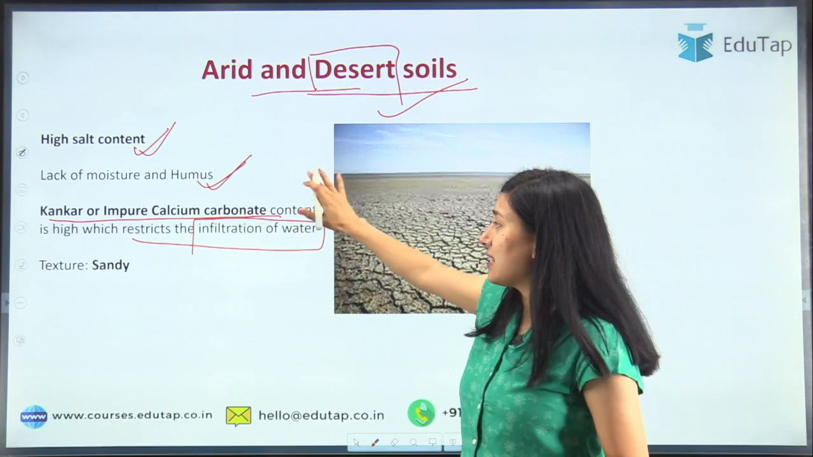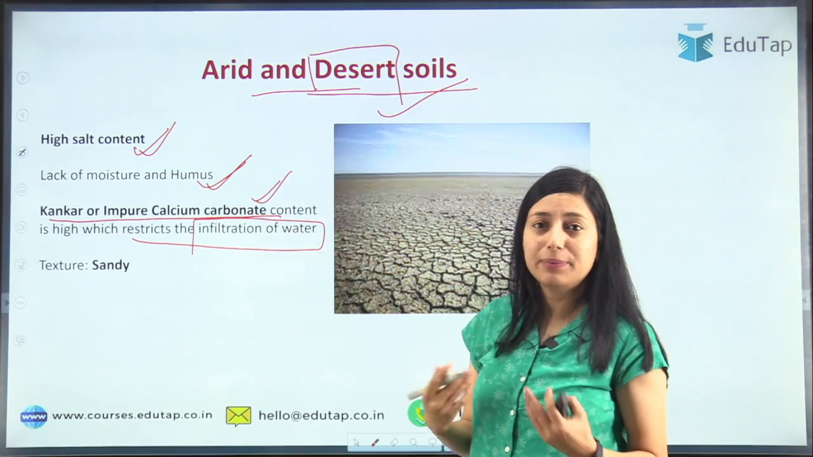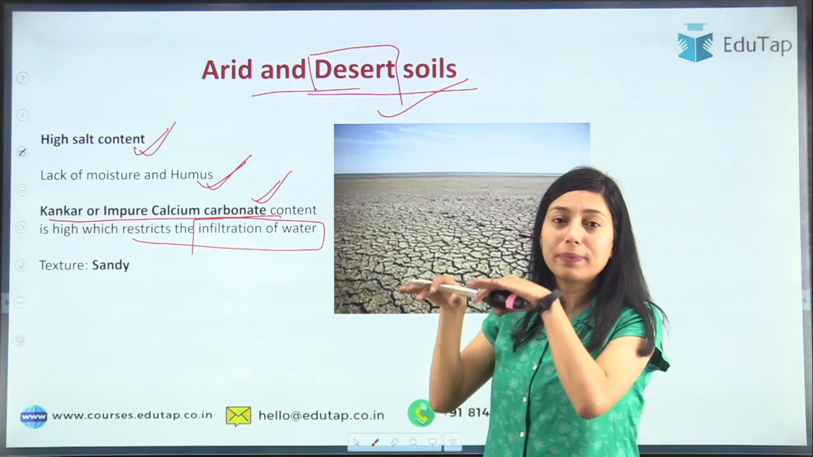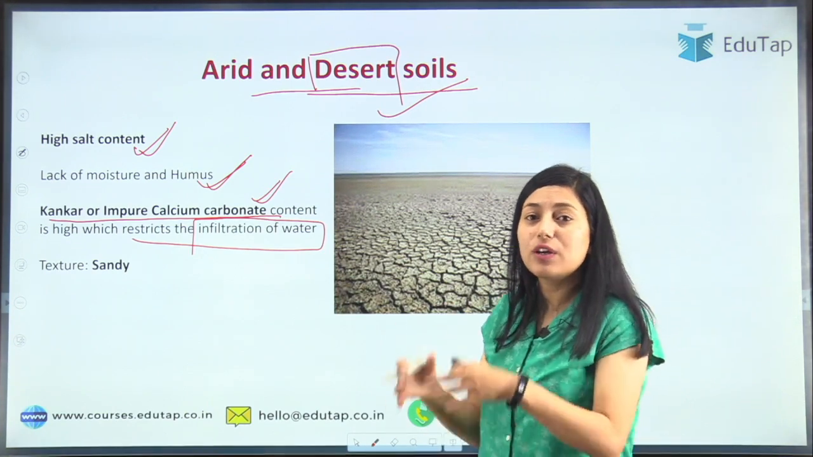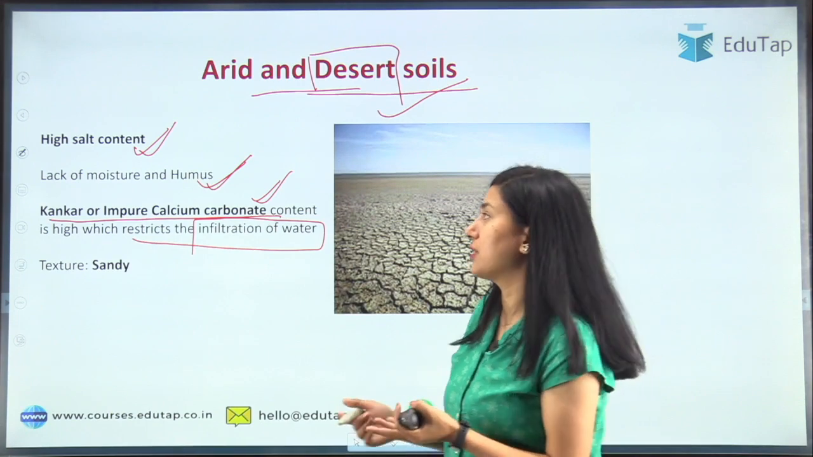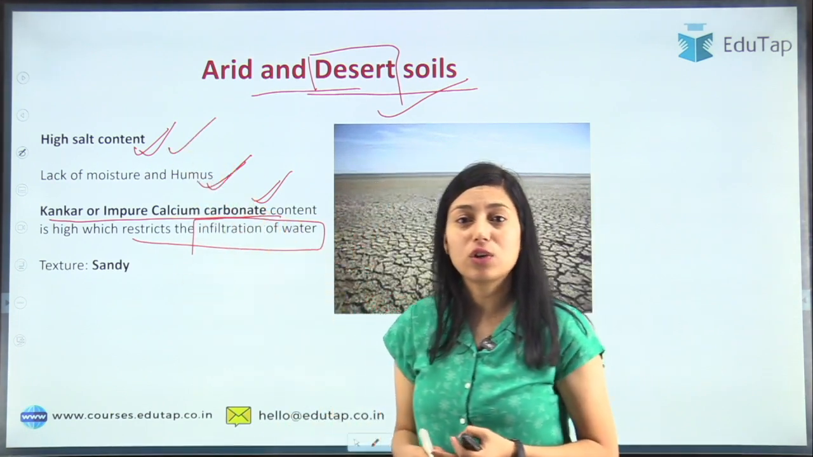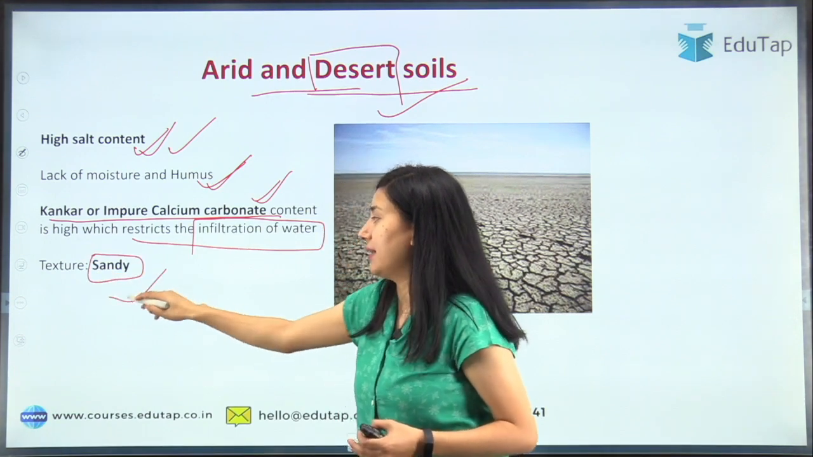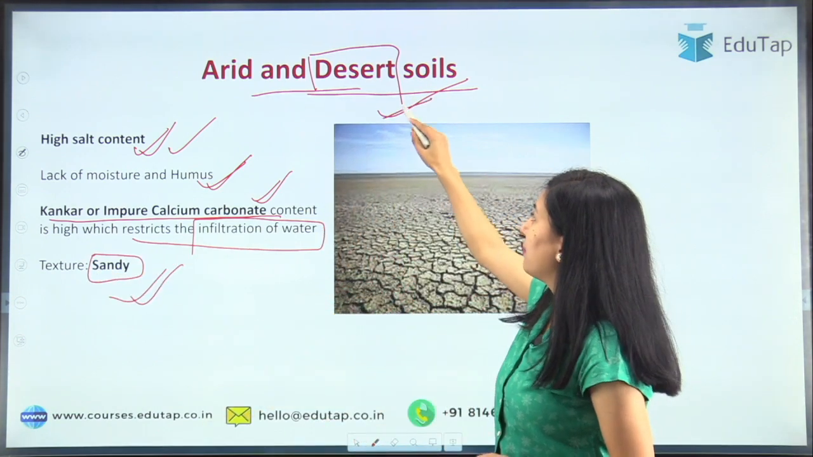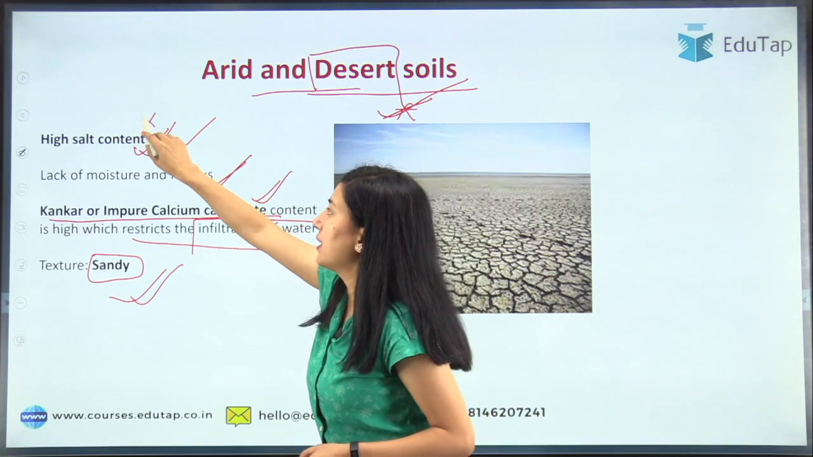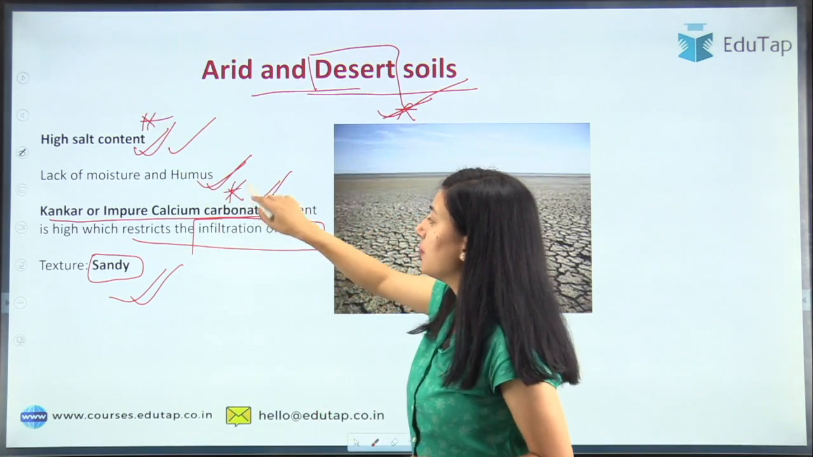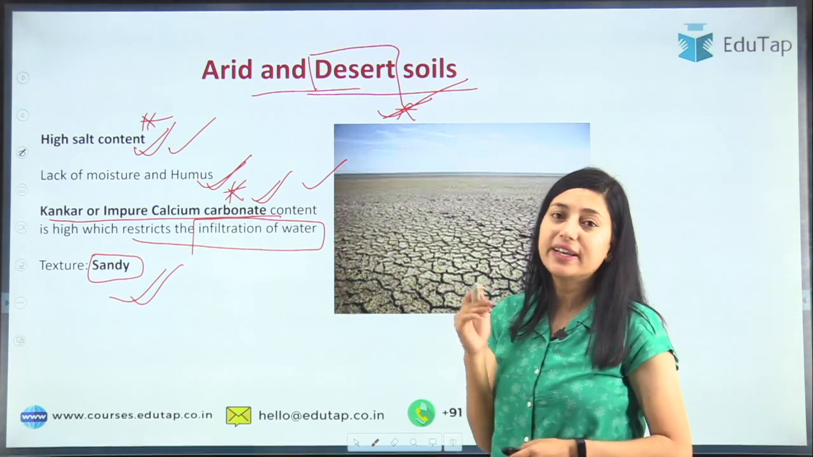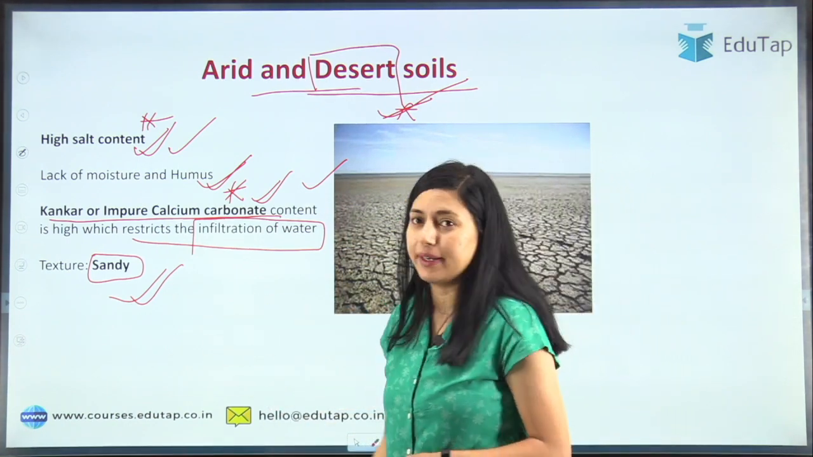See, in this type of soil, calcium carbonate is highly present, and due to this calcium carbonate, water is not able to percolate into the soil, and that is why all your salts are accumulated on the surface. That is the reason for high salt content. And the texture of this type of soil is sandy. Now what you have to remember here: it has high salt content, and it has impure calcium carbonate or conker, that is restricting infiltration of water, and the texture is sandy.